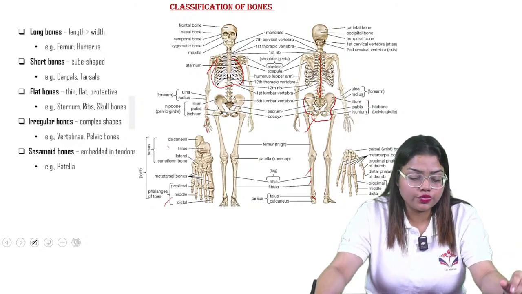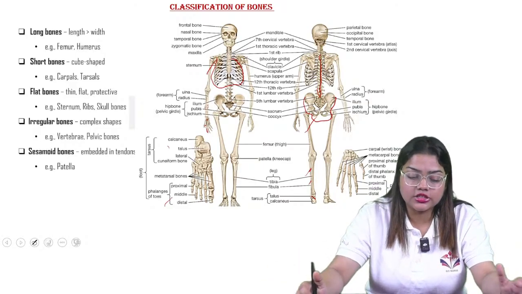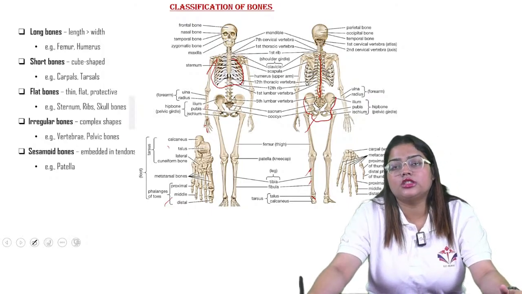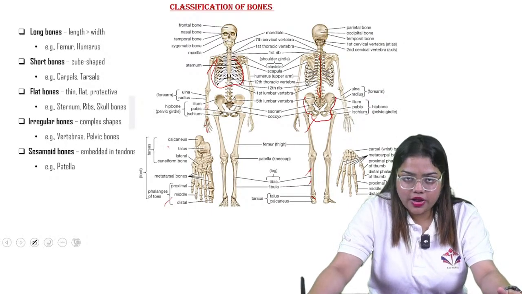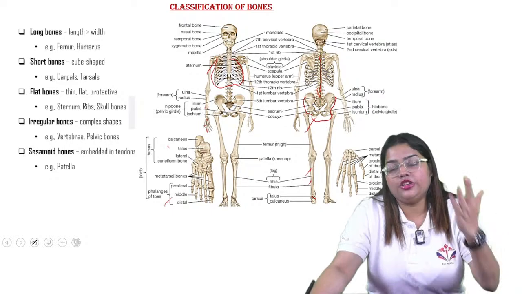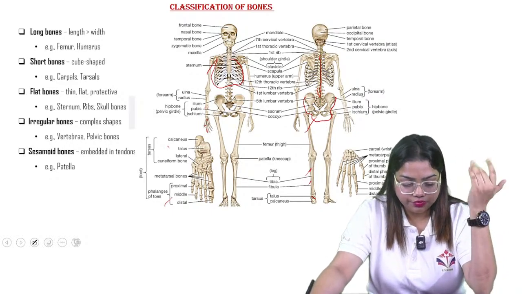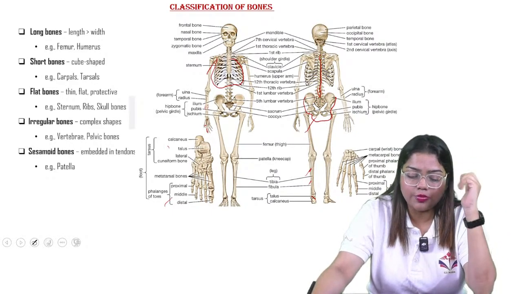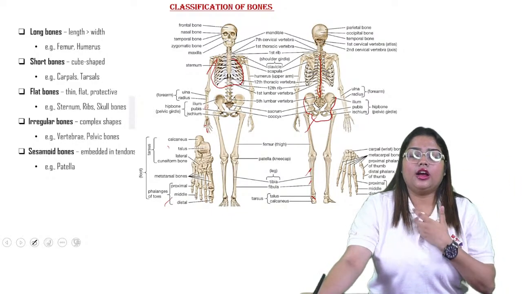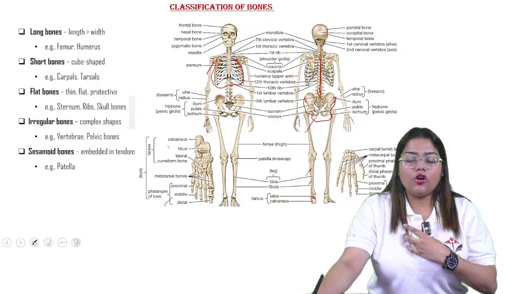So long bones, whose length is greater than their width, are called long bones. Examples are femur and humerus, which are present in the upper part of our arm and the upper part of our leg. The short bones are cube shaped. Examples are carpal and tarsal. Flat bones are thin, flat, protective layers like our sternum, okay. We can see it in the chest area, okay.